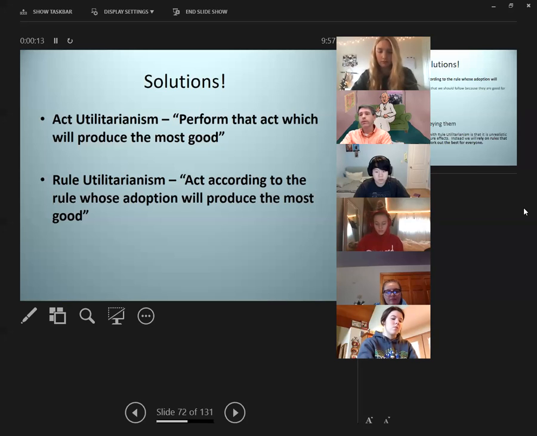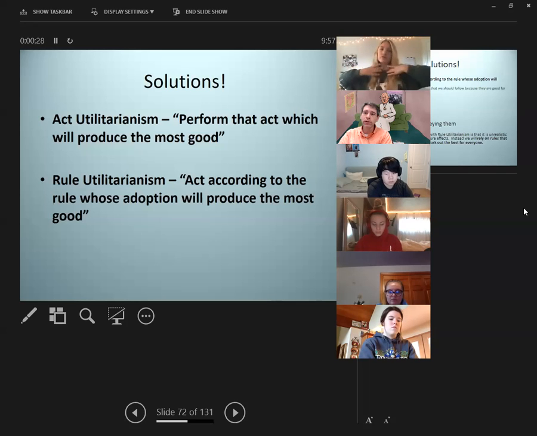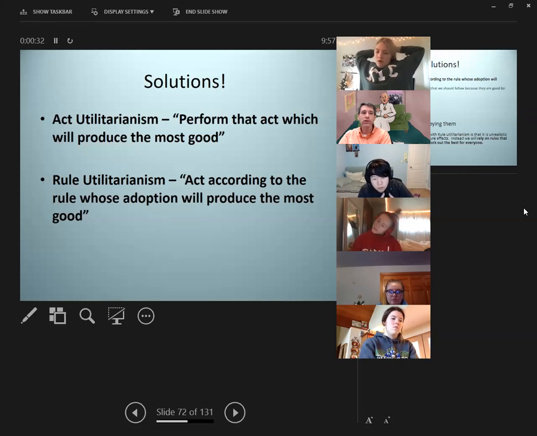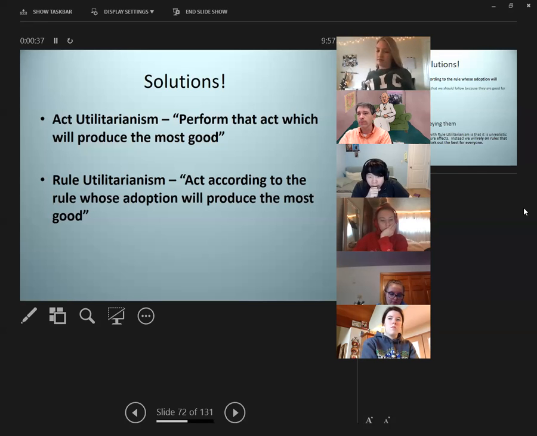So we've talked quite a bit about act utilitarianism and Jeremy Bentham's calculus in order for us to determine if each action promotes utility or not. Then we introduced John Stuart Mill's adaptation to rule utilitarianism, where he says we are to act according to the rule whose adoption will produce the most good. And this becomes the general rule.